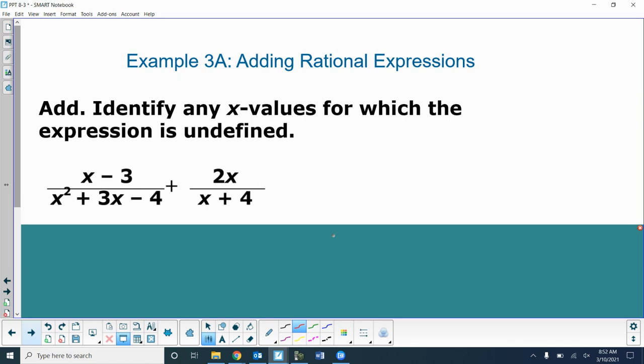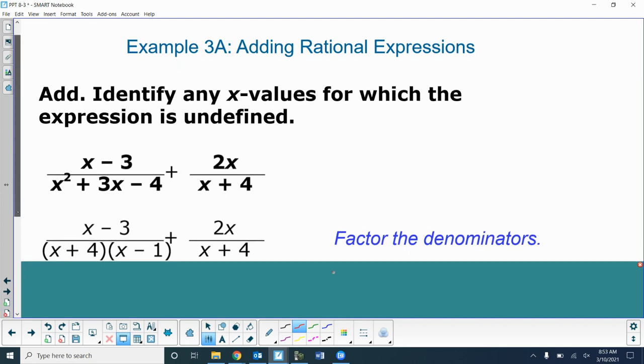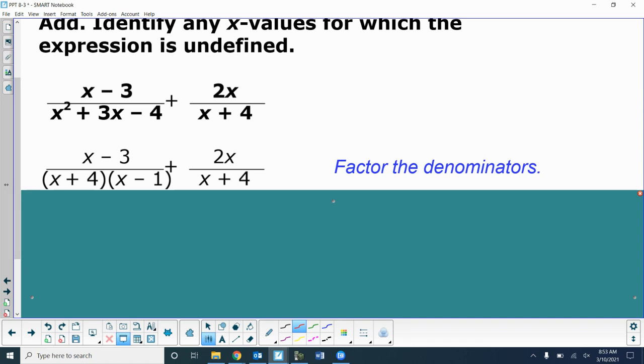I got to factor this bottom. Don't worry about the numerator. We're not going to factor any numerators to the very end. What factors of negative 4 add up to positive 3? Negative 1, positive 4, right? So, I just rewrote these two fractions in factored form. That one won't factor, so that didn't change at all. Everybody okay so far? Looking at this denominator and this denominator, what's the common denominator going to be?